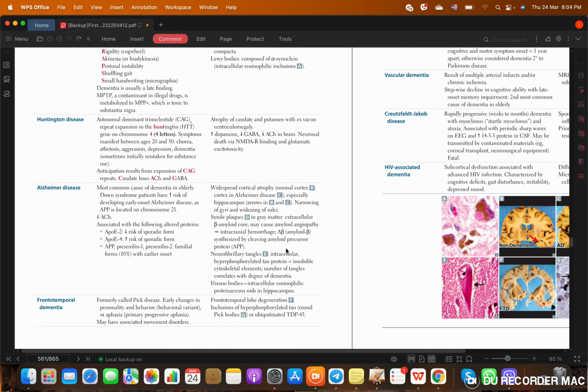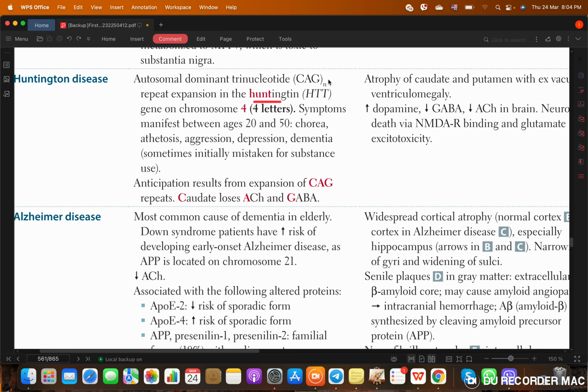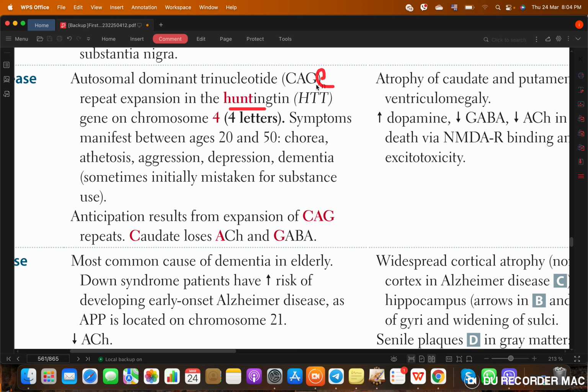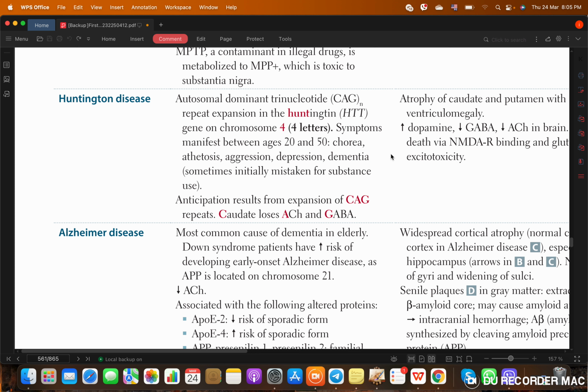The next disease to speak about is Huntington disease, which is an autosomal dominant trinucleotide repeat expansion in the Huntington gene. It's 4 letters, the hunt, so that's chromosome 4. Remember, when you hunt something, you put it inside of a cage, right? So that's the CAG repeat. Symptoms manifest between age 20 and 50. Chorea, athetosis, aggression, depression, and dementia can occur in the patient. Sometimes initially mistaken for substance use, but the patient has a family history.